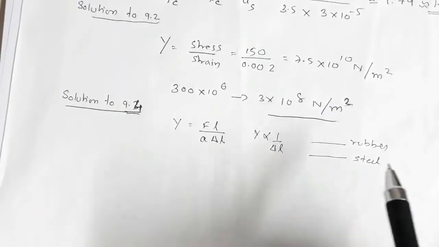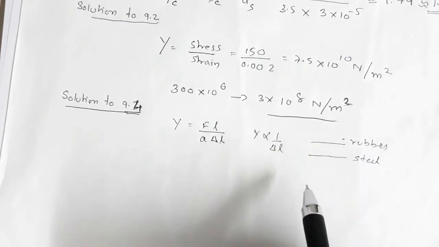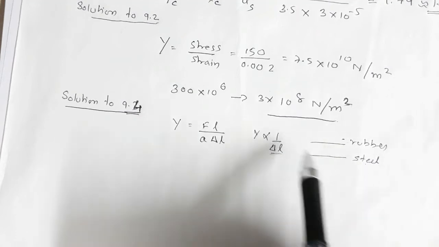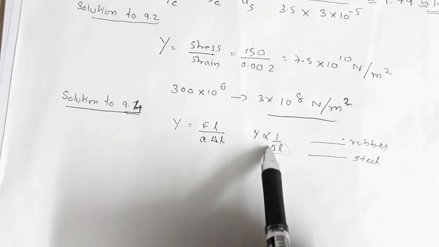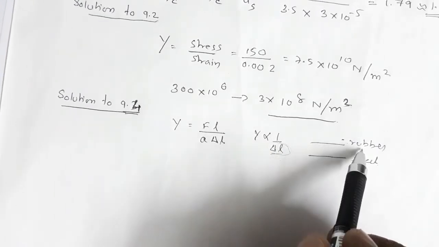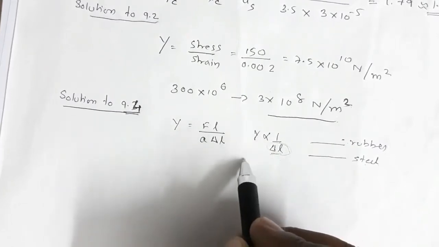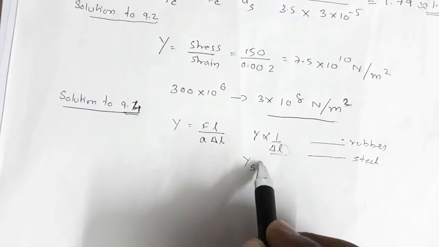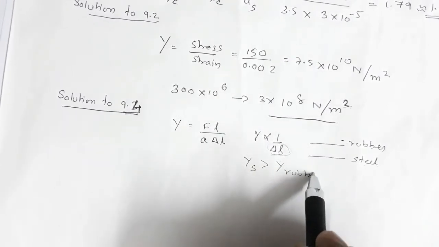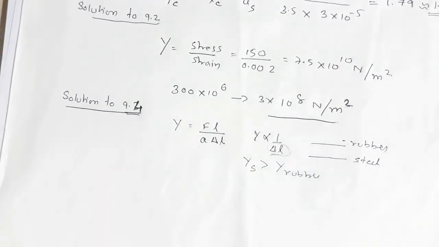Now if they are subjected to the same load, the change in length for rubber will be far greater than that of steel. So this quantity for rubber will be greater than that of steel. The Young's modulus is inversely proportional to delta L. So that means Young's modulus for rubber will be far smaller because delta L is large. This is inversely proportional. So this gives Young's modulus of steel will be far greater than that of rubber. Okay, so Young's modulus of steel will be far greater than that of rubber.